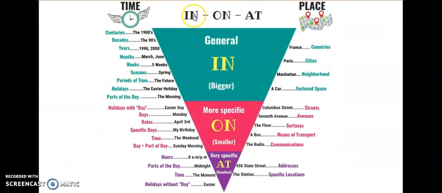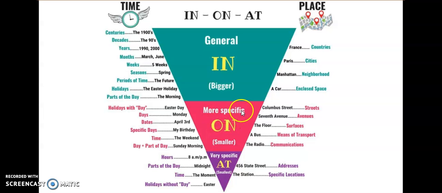Here we have again the chart that you could see in the document. Here it is: in, on, at. Both uses, time and place, correspond to these 3 prepositions, okay? In is to talk about general things or bigger things. Think of in as a big space or a big location.